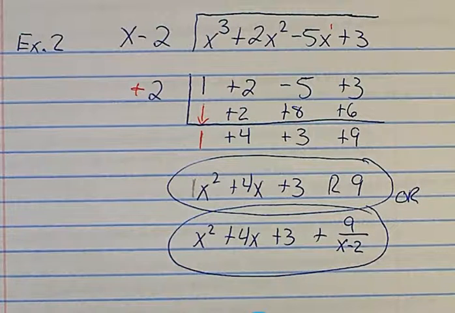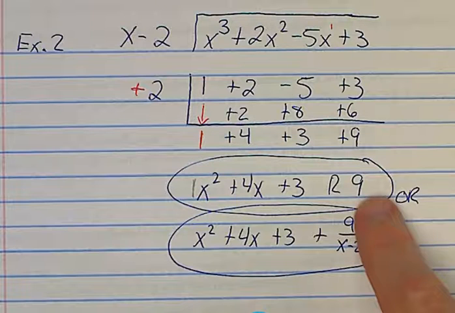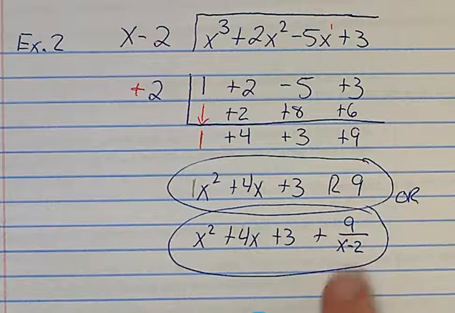But the biggest thing is that the front part's the same. The remainder is just more of how they want it. Sometimes you can just put a box and they'll have you put the remainder in. Sometimes they'll have you write it in fraction form. So it's just kind of a 50-50. You can go either way here.